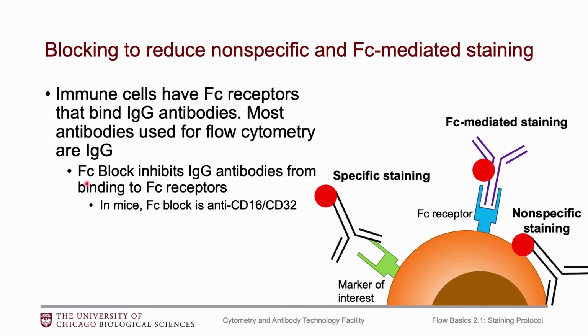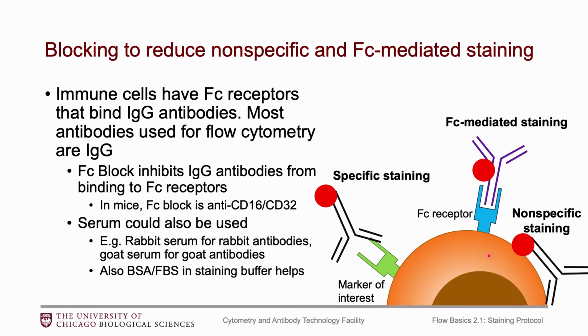It's something that you can just buy from manufacturers. It's not too expensive, and it will block this binding quite well. And then another method would be non-specific staining, which I've shown over here. Typically, I find that just having some protein in your staining buffer is enough, but if you want to go beyond that, you can certainly add additional serum if you would like.